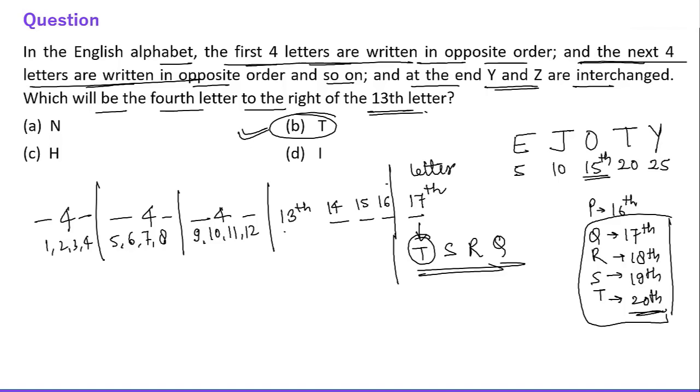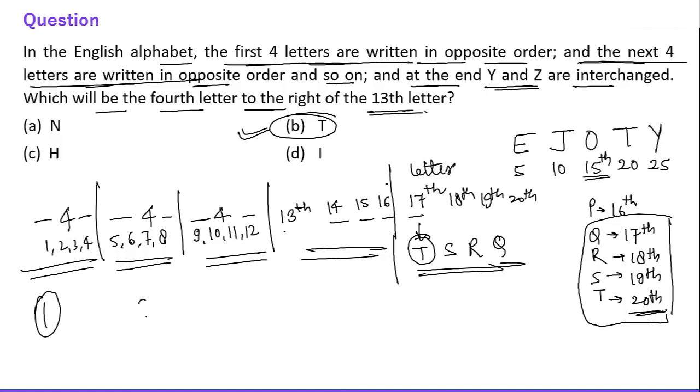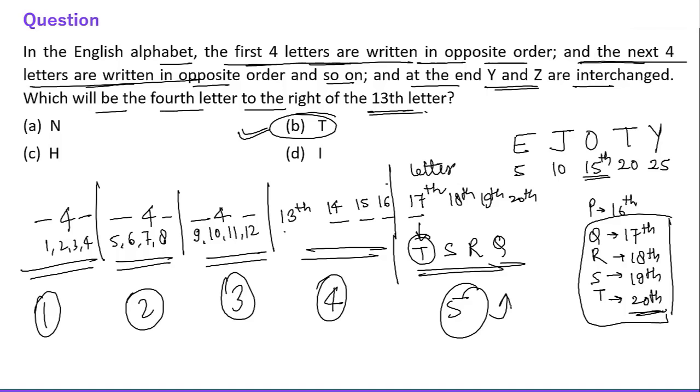Because every slot of four alphabets is written in opposite order. So here, this will be the fifth slot: 17th, 18th, 19th, and 20th. This is the first slot, the second slot, the third slot, the fourth slot, and this is the fifth slot of four alphabets, but in reverse order. So ideally it would be Q, R, S, T, but according to the question, it will be T, S, R, Q. So the correct answer will be T. All right, everyone, fine. So now let's move to the other question.